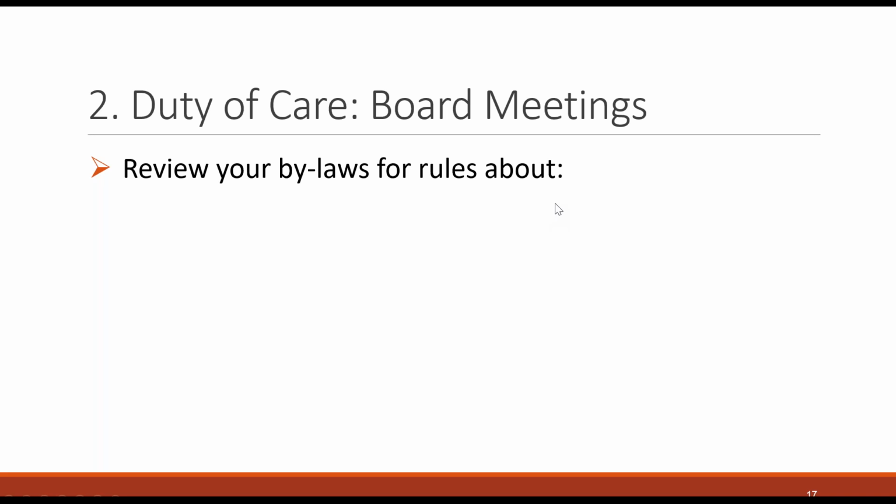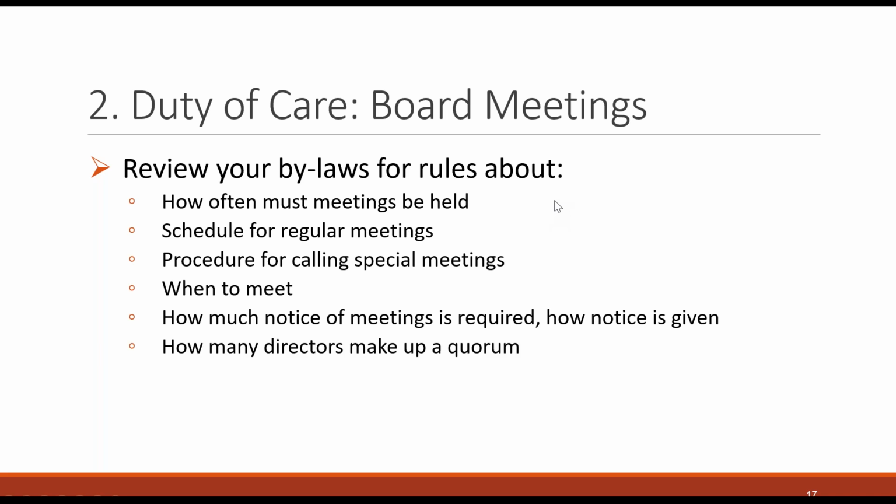Definitely look at your bylaws for rules around these board committees. And then here's another list of other meeting-related issues that are often covered in nonprofit bylaws: when and where you hold your meetings, how much notice you require, how many directors make up a quorum. I want to dig into that last point, attendance requirements and thresholds.